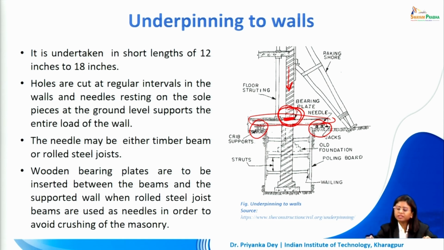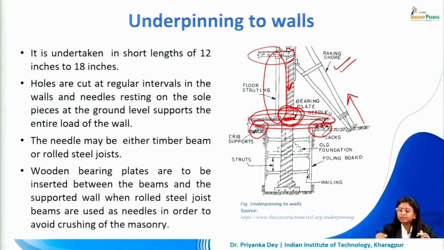So what we are doing here is we are supporting the existing wall with the help of raking shore. So this is one additional lateral support that we have given. The internal floor area has also been supported by a floor strutting, very similar to what we were doing in dead shores. We had given additional support to the floor slabs inside the room. Then we are going to create a hole at the needle beam, put some bearing plate on which the masonry will come and rest. Now we have the freedom of altering the foundation underneath in this pit.